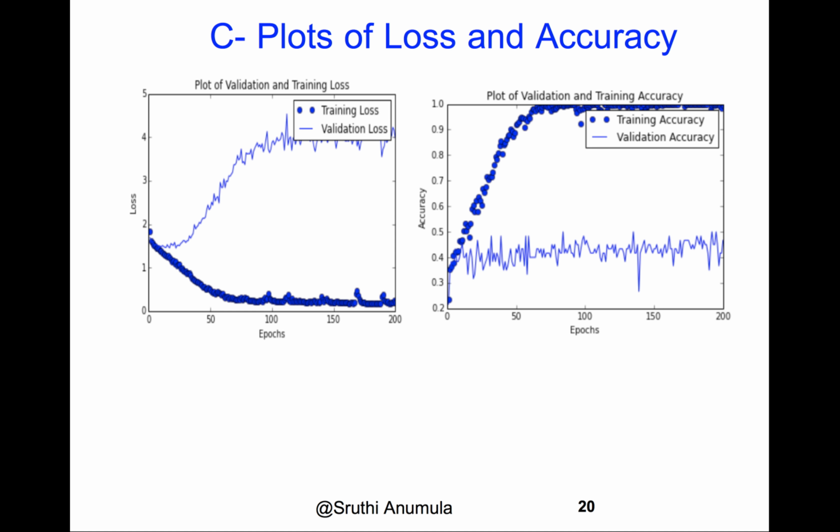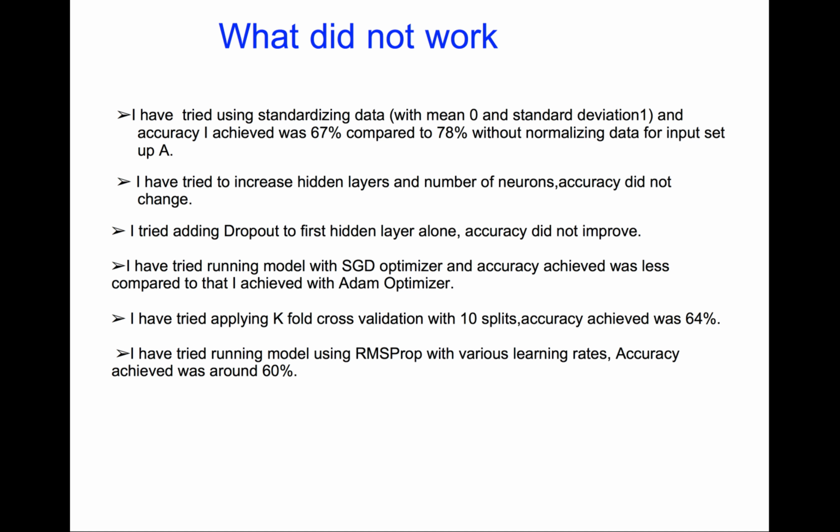As you can see, the validation loss is increasing and the accuracy for the model is decreasing when compared to models A and B. I have tried various ways in order to create the best model. First, I tried standardizing the data and I achieved an accuracy of 67% compared to 78% without normalizing the data for input setup type A. Normalizing doesn't always help.